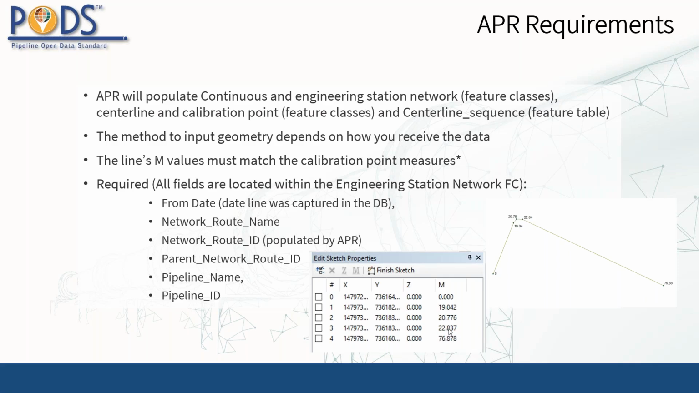calibration point measures. So if this line is 76.88 feet long, you have to have a calibration point at 0, and you have to have a calibration point at 76.88 feet. And you can also have another calibration point at 19 feet, at 20 feet, and at 22 feet. You can do that. And just hold on for the demo, and I'll show you how this works.